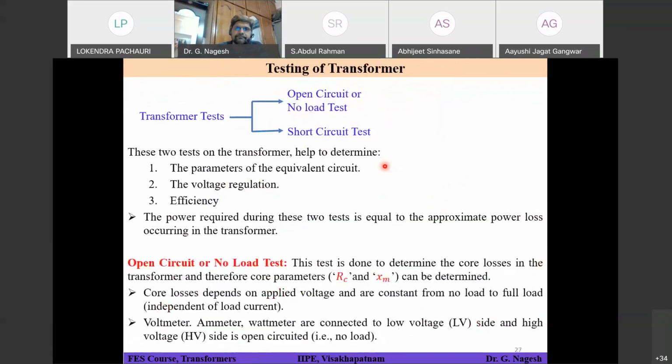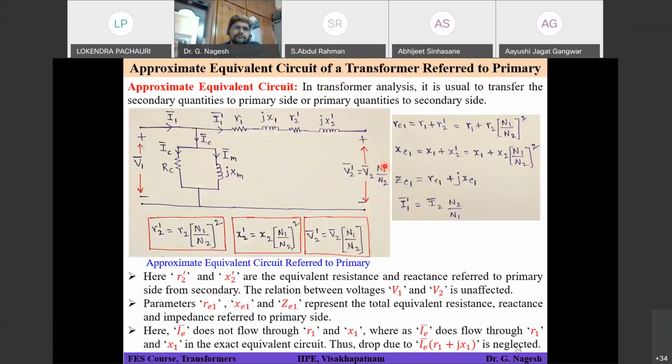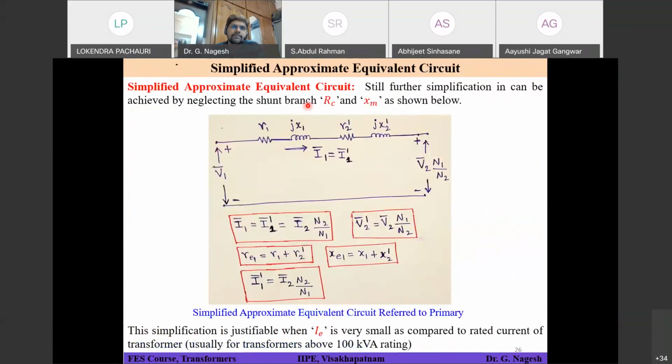Is it clear? So the simplified approximate equivalent circuit is nothing but simply removing the excitation current IE, or setting excitation current IE equal to 0. So R1 plus jX1, R2 dash plus jX2, all this remains the same. Similar to the circuit referred to primary side that we have already seen, only the shunt branch is removed. Everything else remains the same.